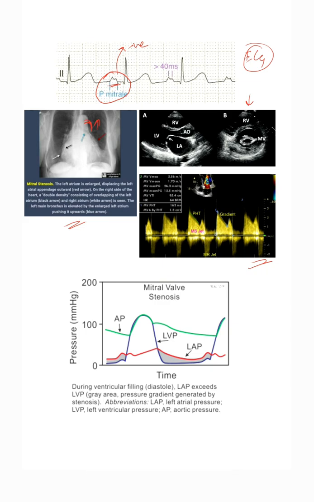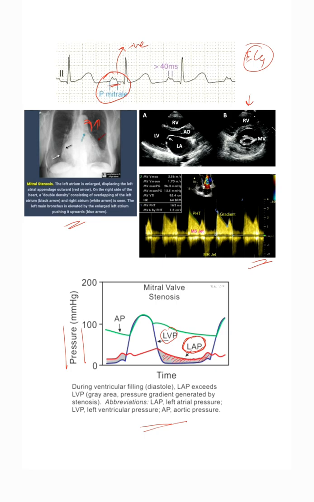Lastly, cardiac chamber catheterization is also a helpful measure, which is used for measuring the right and the left heart pressures. A characteristic feature found in mitral stenosis is the increase in the left atrial pressure compared to the left ventricular pressure during ventricular filling or diastole.